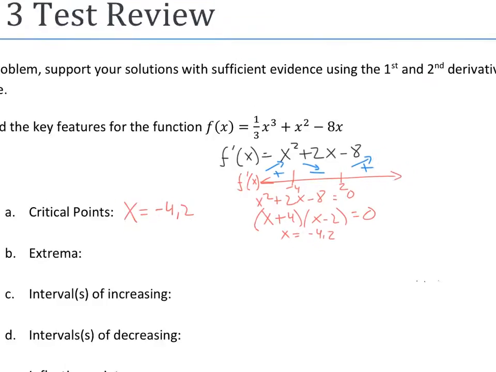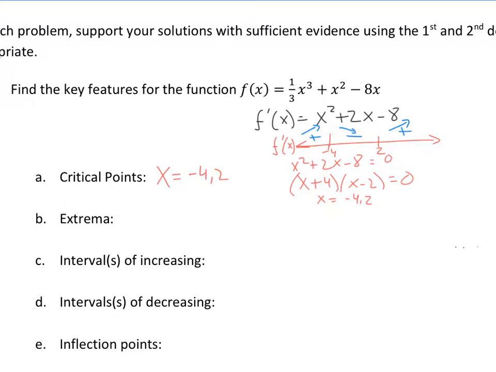So that means we've got some extrema. We're going to have right here, we're going to have a maximum. So we have a max at x equals -4. And we have a min at x equals 2. We don't care about the y values right now, just those are our x values.